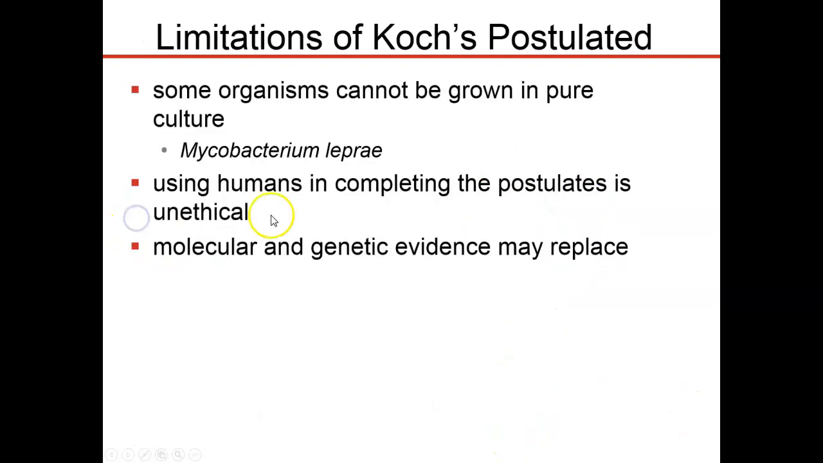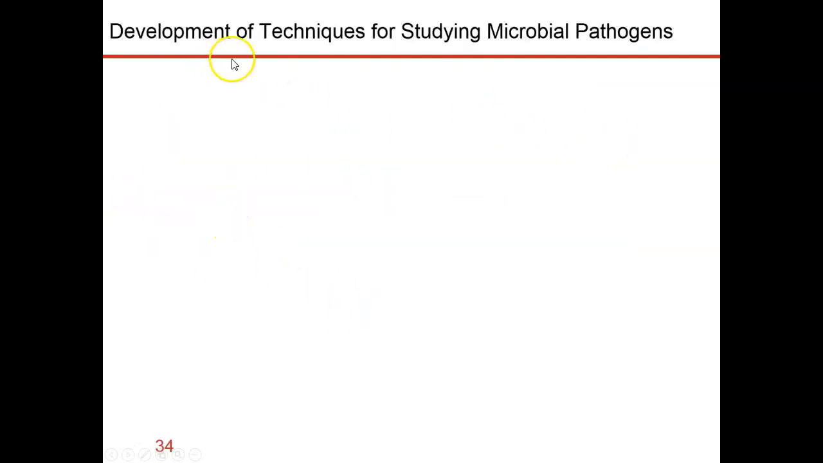But there are limitations. As an example, certain organisms can't be grown in a pure culture. Mycobacterium leprae only grows inside of animals. And so if it's growing inside of an animal, you can't get it in a pure culture. We can't use humans in completing postulates. That would be unethical. And now that we have molecular and genetic techniques, this may eventually get replaced. But Koch's postulates did a lot for us.